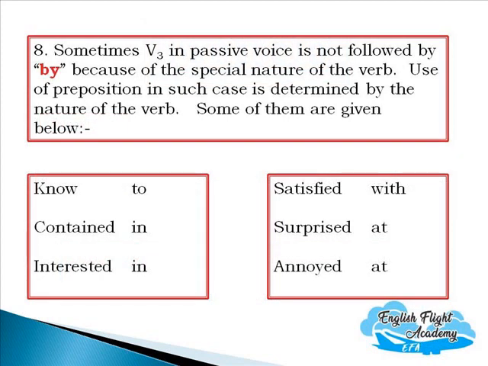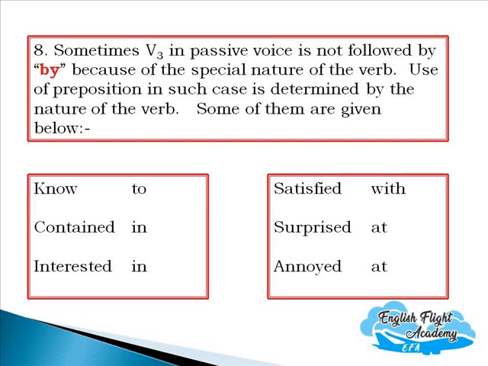And the last point, which is the 8th point: sometimes verb 3 in passive voice is not followed by the preposition "by" because of the special nature of the verb. So the use of preposition in such cases is determined by the nature of the verb. Some of them are given here: known to, contained in, interested in, satisfied with, surprised at, annoyed at. So these prepositions remain intact with these verbs.